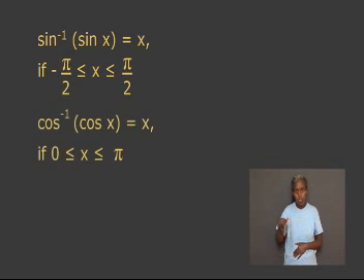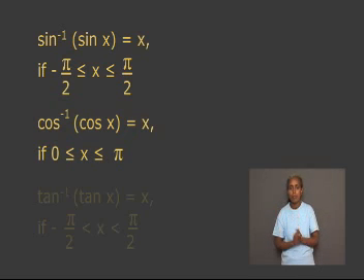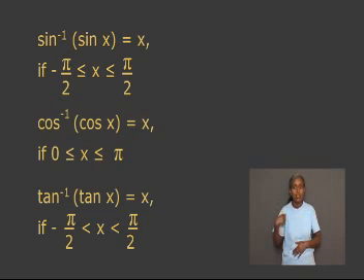Similarly, we can determine that the inverse cosine function of cosine of x equals x if x falls between or is equal to 0 and pi. Finally, we can also determine that the inverse tangent function of tangent of x equals x if x falls between negative pi over 2 and pi over 2.